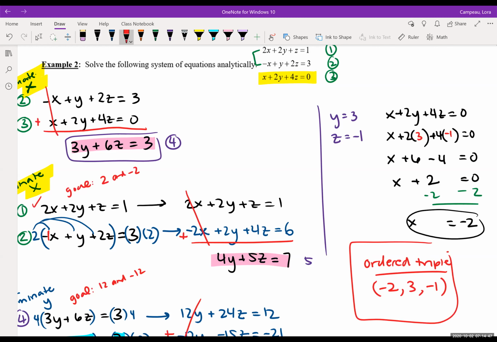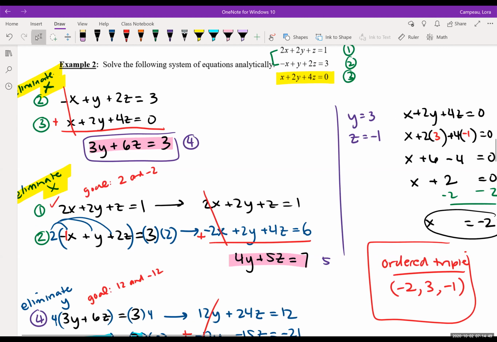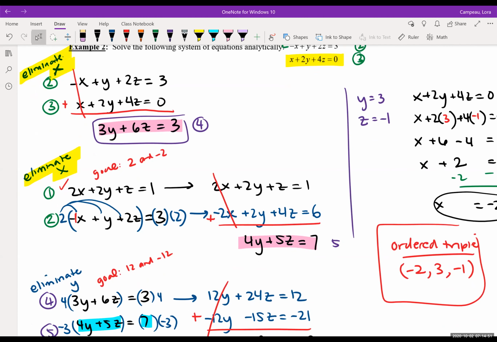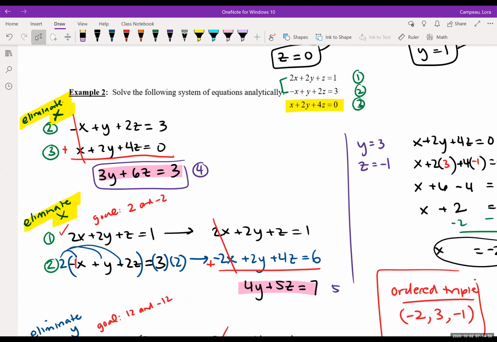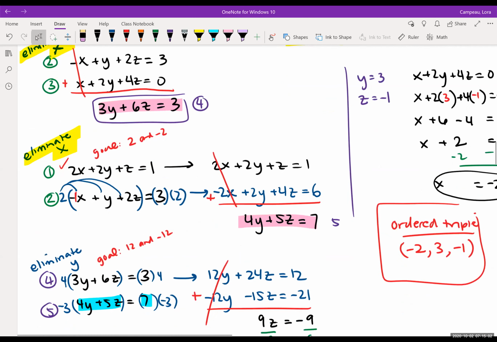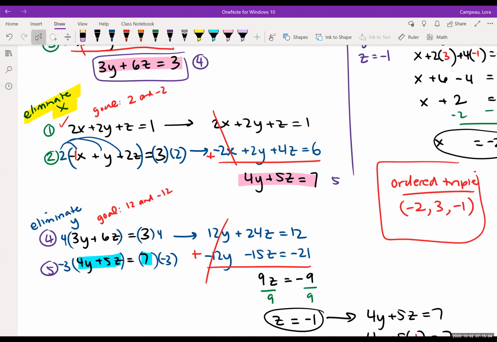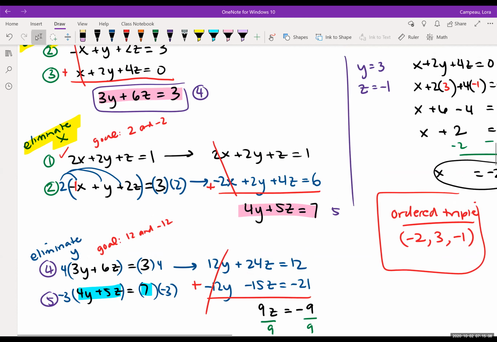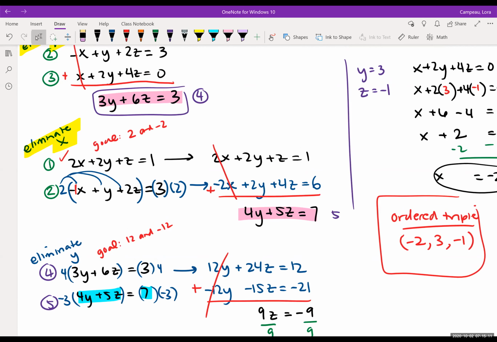I cannot emphasize enough just trying your best to be organized with your work. Sometimes if you take shortcuts when you're solving systems of equations analytically, we miss one thing and it throws the entire system off. So I want you to be extremely careful. I tried to model it the best way I can with color coding and such, just so that you can stay organized as well. So I hope this helps.